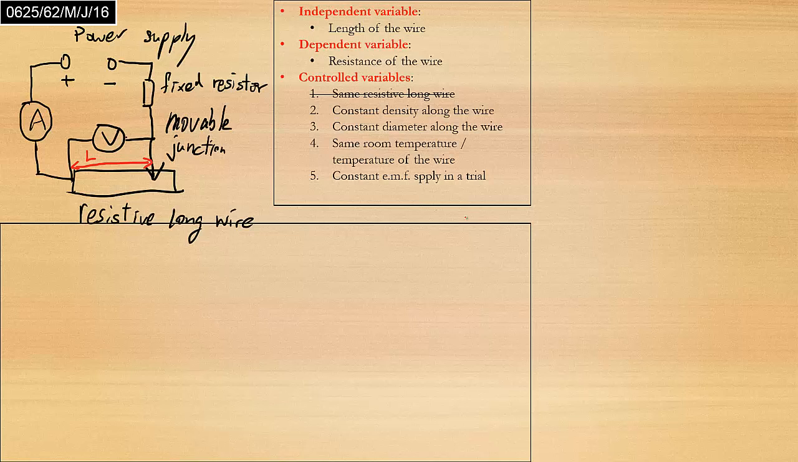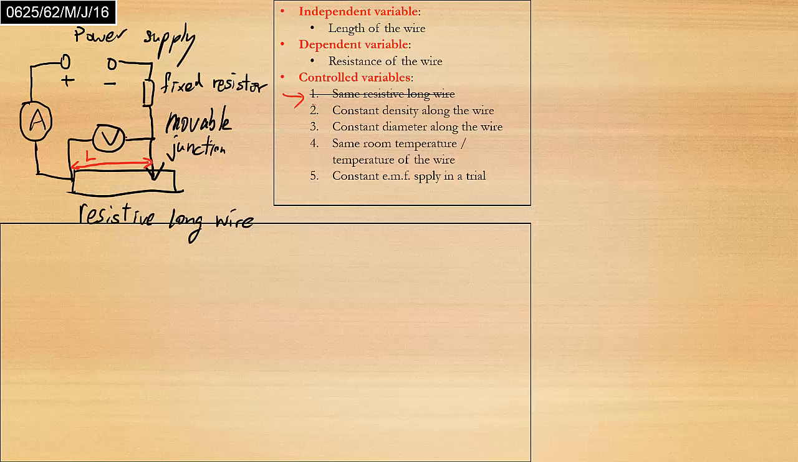For the control variable, initially I thought of using simply the same wire to perform the experiment, because when I read the question, I found they gave us different lengths of wires, but I would say it would be much wiser to use the same wire, the same long wire, with the movable junction here to change the length directly.